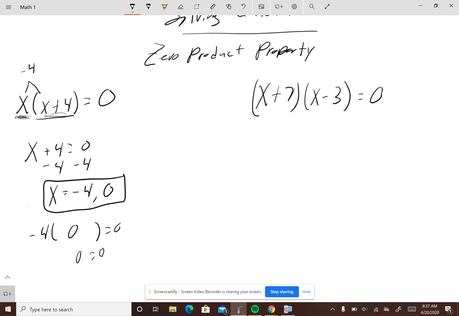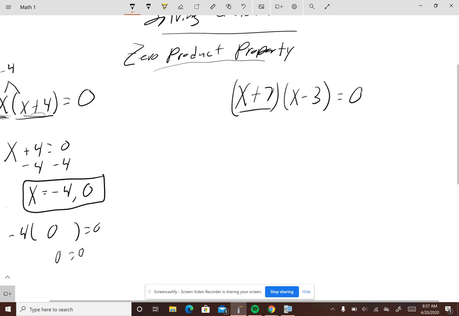We've got x plus 7 times x minus 3 equals 0. And we know that if we distributed this out, or boxed it, whatever you want to do, we would get a quadratic of some sort. It would be x squared something. So we need to solve this, and let's use the zero product property. If we can make this 0, the whole thing will be 0. And if we can make this 0, the whole thing will be 0.